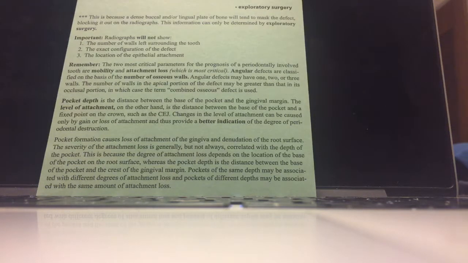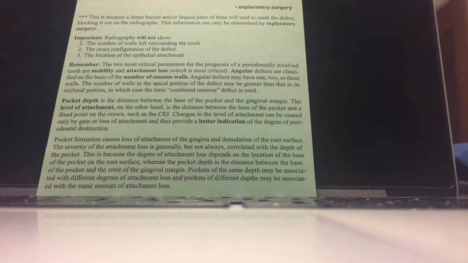Angular defects are classified on the basis of the number of osseous walls. Angular defects may have 1, 2, or 3 walls. The number of walls in the apical portion of the defect may be greater than that in its occlusal portion, in which case the term combined osseous defect is used.